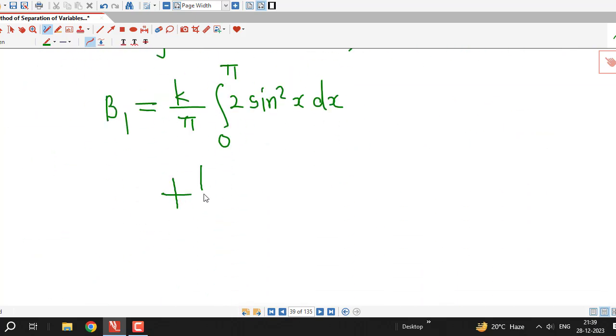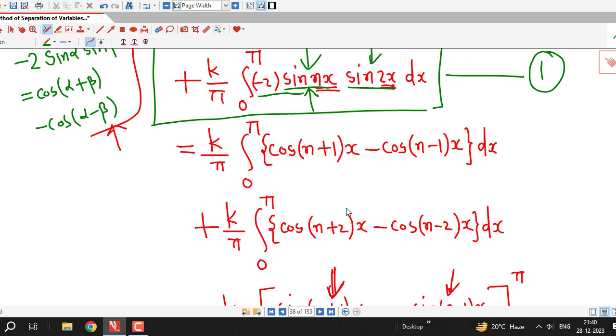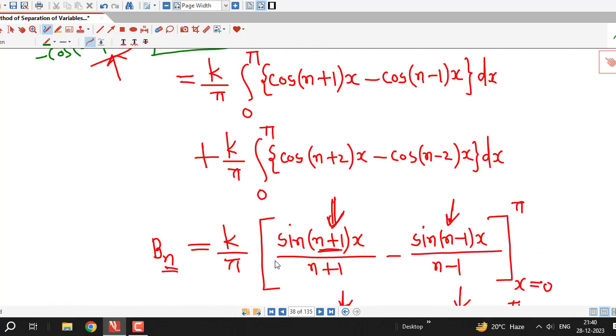So plus k divided by pi integral from 0 to pi, and here I am writing minus 2 sin 2x into sin x. I am taking n equal to 1, so this is for n equal to 1, and I already have sin 2x in the product. Let me check again. Sin 2x for n equal to 1, this is sin x and into minus 2.